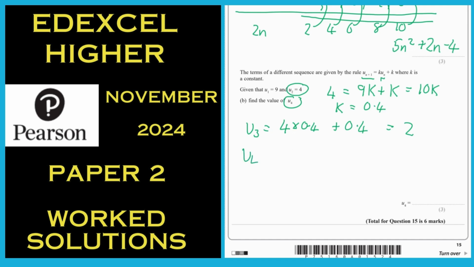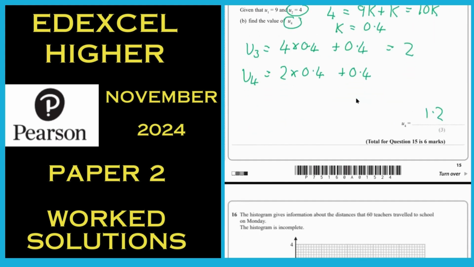Repeat. To get the next number, the 2 goes back into this function. That needs multiplying by 0.4, and we add 0.4. Once we've got all that, calc says, or mental arithmetic says 1.2, and you're ready to move on.